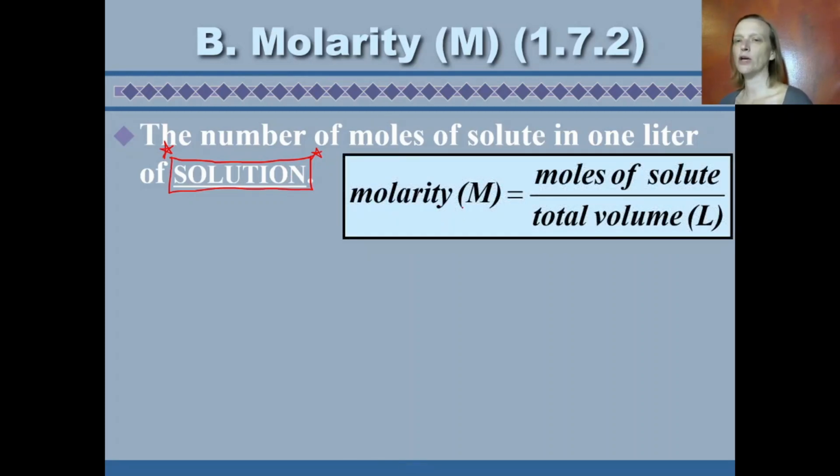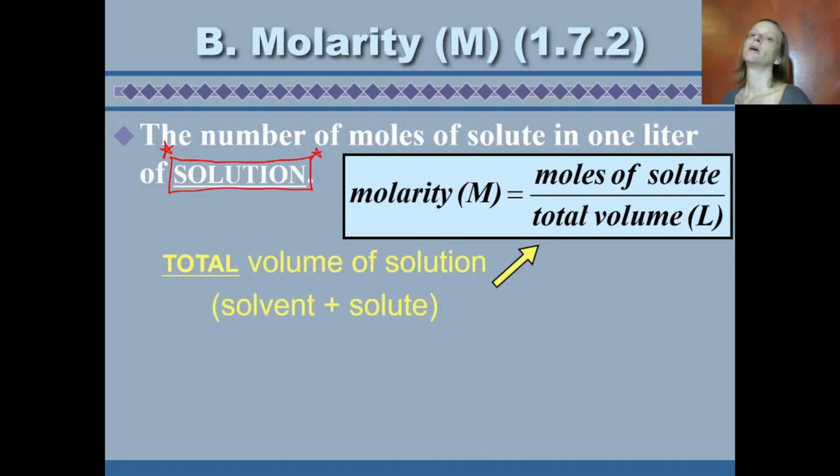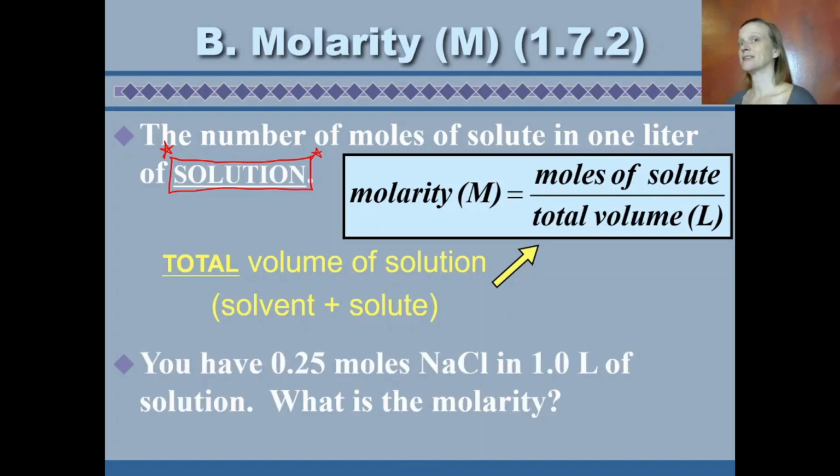So here it is in equation form. Molarity is moles of solute divided by total volume, the volume of the whole solution. That whole solution includes the solvent and the solute together. And again, as I said, this is going to be different with molality, so I'm just drawing your attention to this now. So if you have 0.25 moles of sodium chloride in 1 liter of solution, what is the molarity?